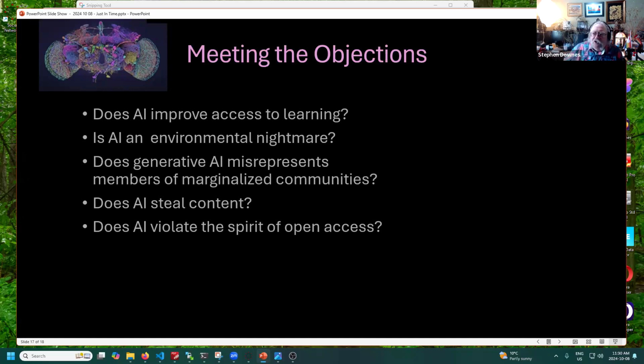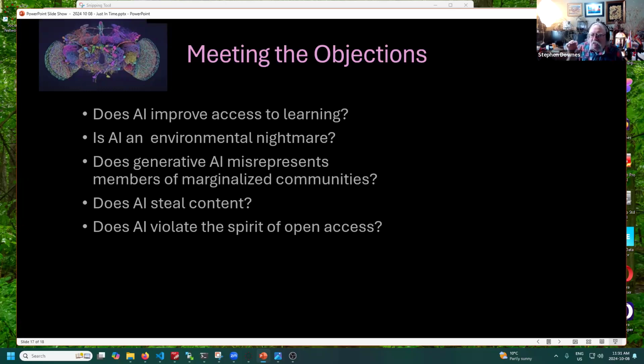So you have to have a sense of proportion here when we're talking about AI being an environmental nightmare. Does generative AI misrepresent members of marginalized communities? Yes, it does. And that tells us that we need better data to train our AI than Twitter posts, obviously. But the only way to do that is to create and share that data. And I've written elsewhere about the need for us to create and share representative data in order to help train AI properly.